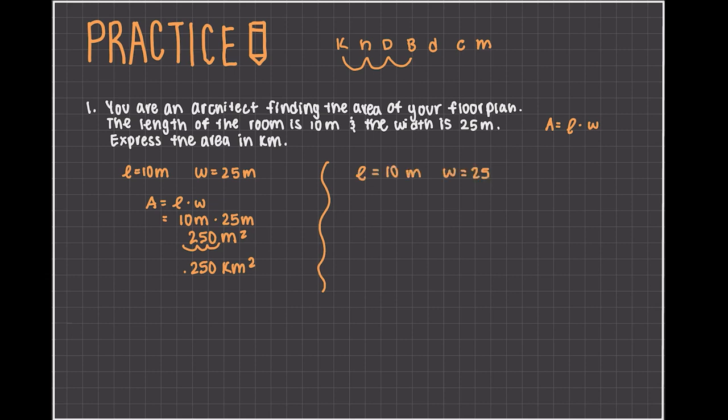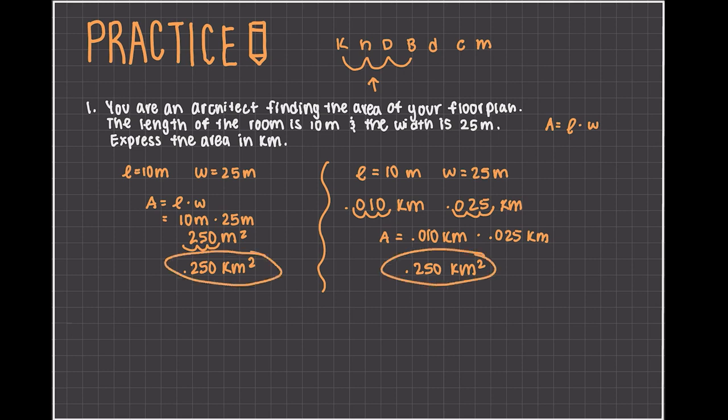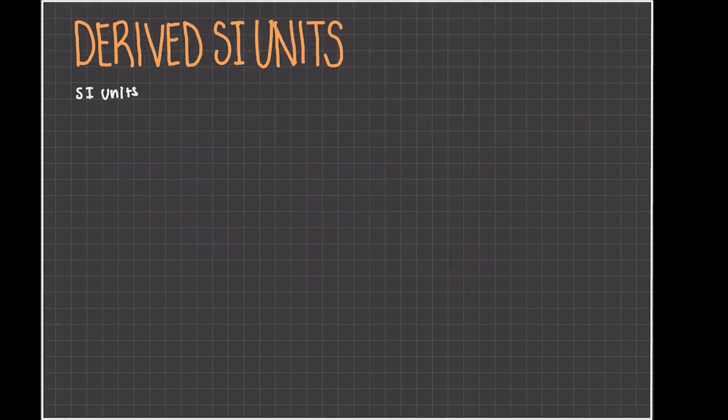Now there's a second way we can do this, by converting first. So still our length is 10 meters and our width is 25 meters, but if we move the decimal 3 times to the left, we get 0.010 kilometers and 0.025 kilometers, and you end up at the same answer, 0.250 kilometers squared. Kilometers squared would then be the unit that is describing the area.